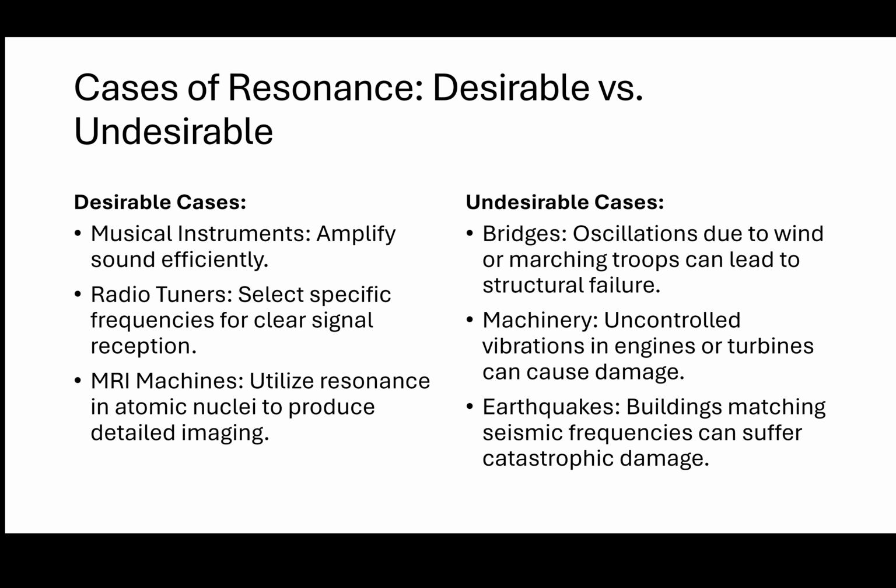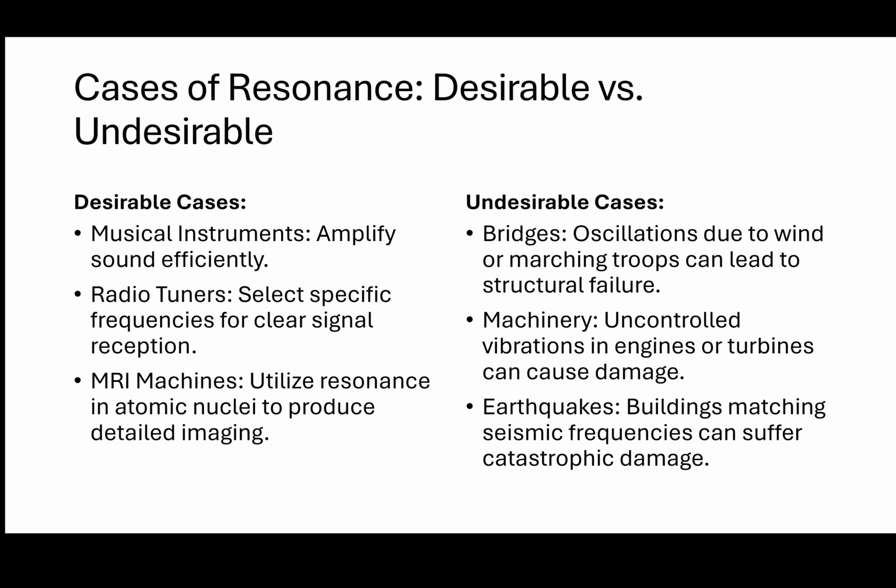MRI machines, as I mentioned before, utilize resonance in atomic nuclei to produce detailed imaging. What we do is vibrate the nuclei of the atoms, and that can be picked up by the machine so we can detect different types of tissue in the body. That's a part of medical physics. Undesirable cases are in bridges, machinery, and earthquakes, when we have uncontrolled vibrations that may lead to catastrophic damage or structural failure. So those are the causes of resonance, desirable versus undesirable.